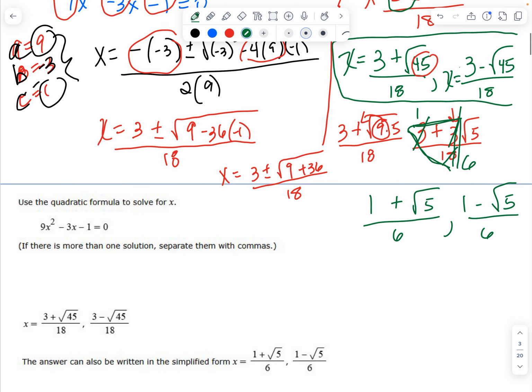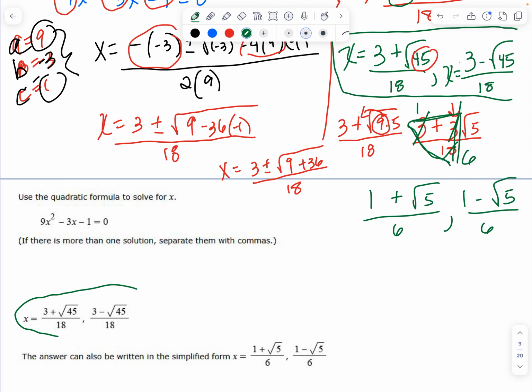I guess I could show you down here that this is what we got originally, and you could also simplify it and get this, which is what we did right here.